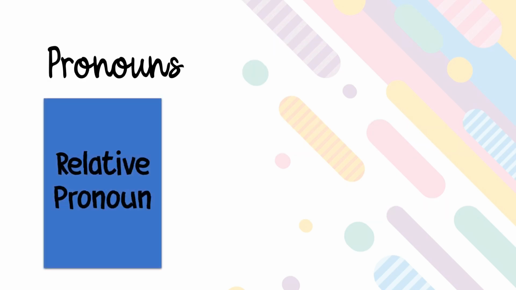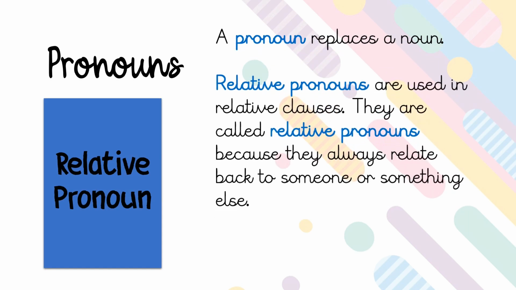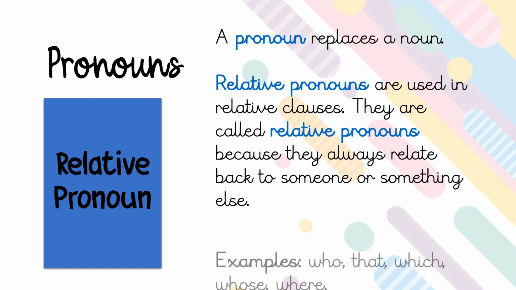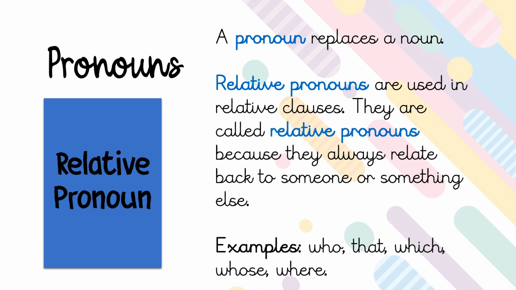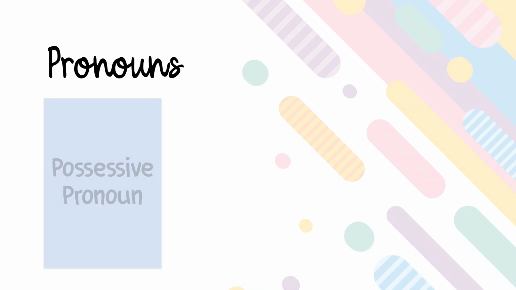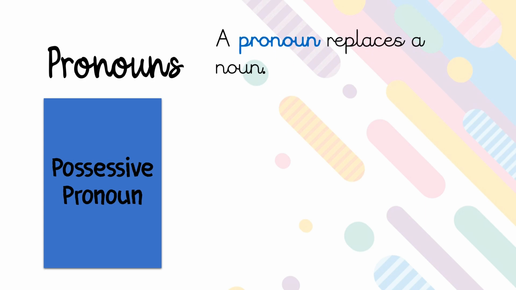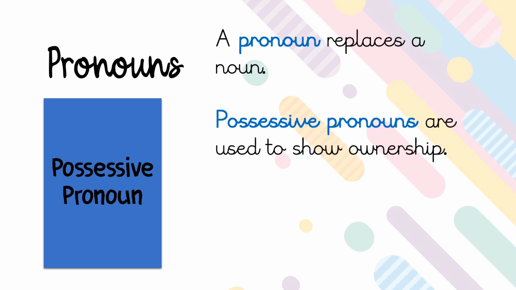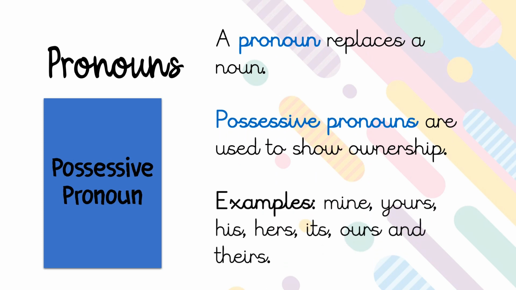We've also got some different types of pronouns. So we've got relative pronouns, which are used in relative clauses. They're called relative pronouns because they relate back to something or someone else. So we've got who, that, which, where. Then we've got what's called a possessive pronoun, and it's used to show ownership of something. So mine, yours, his, hers, and so on.